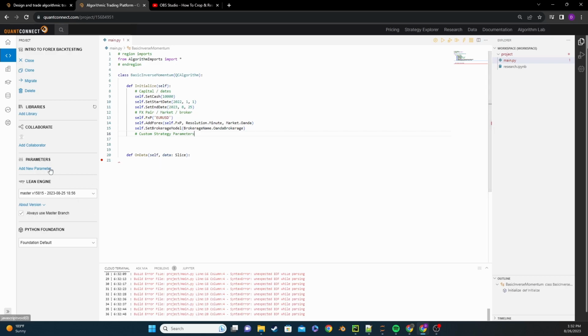And it is worth noting that QuantConnect does support you being able to add parameters here and then import them into your script, but we're not going to mess with that today. So we're just going to set them all as part of the class, okay?